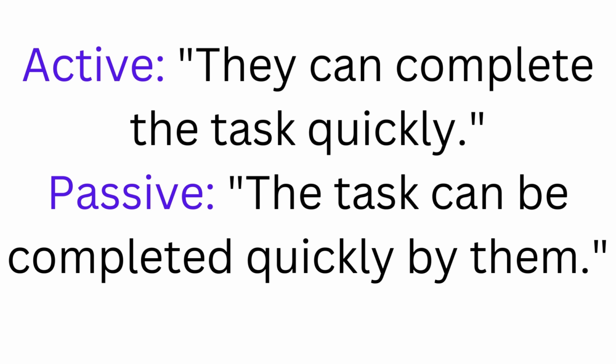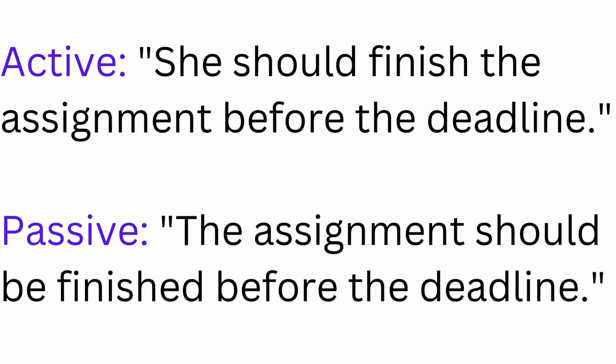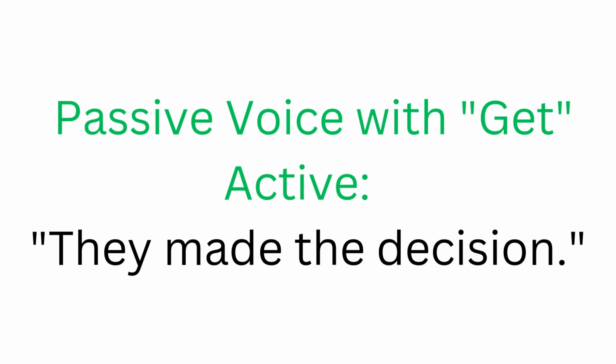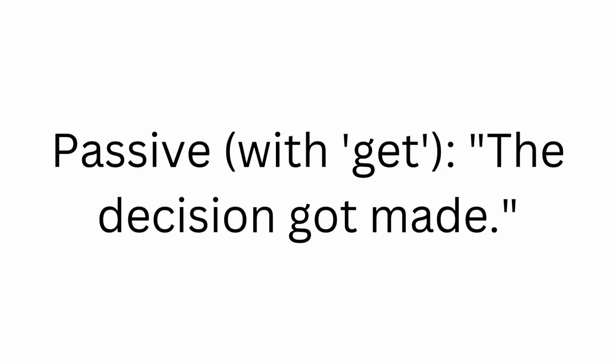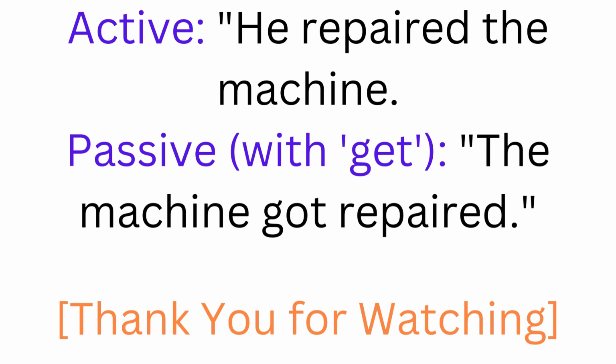Active. She should finish the assignment before the deadline. Passive. The assignment should be finished before the deadline. 10. Passive voice with get. Active. They made the decision. Passive. With get. The decision got made. Active. He repaired the machine. Passive. With get. The machine got repaired.